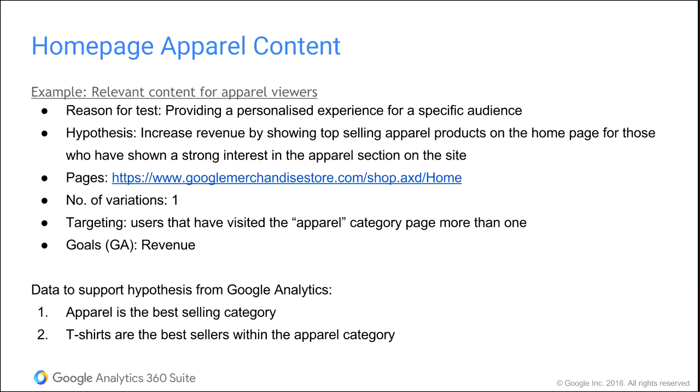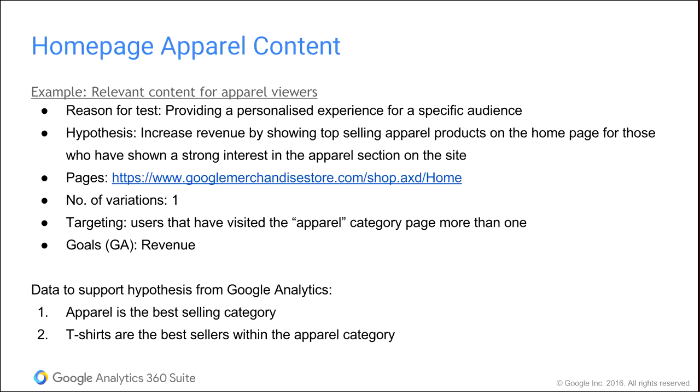So finally, I want to walk through step-by-step one last test here that you can try out if you are an e-commerce website. And I'm calling this a homepage apparel content or apparel takeover. So the reason for this test is we want to provide a personalized experience for a specific audience. And our hypothesis is that we will increase revenue by showing top-selling apparel products on the homepage for those who have previously shown a strong interest in the apparel section of our website.